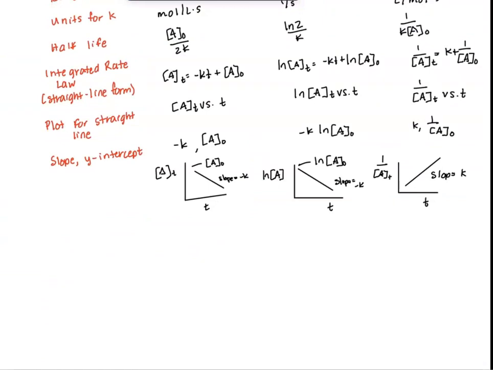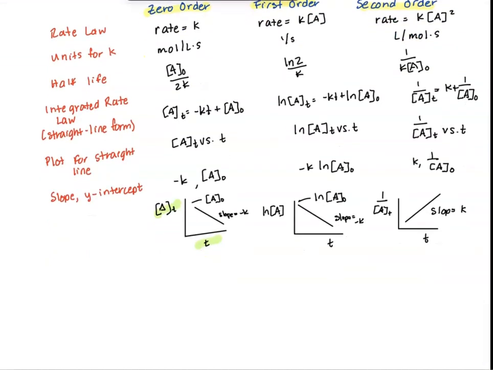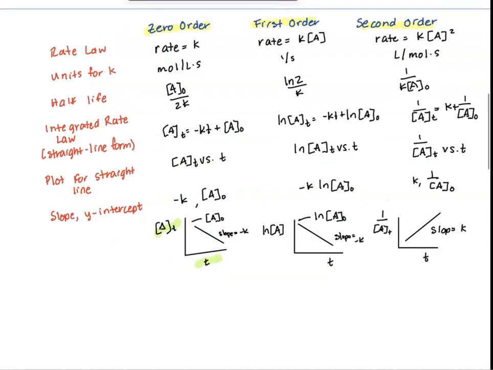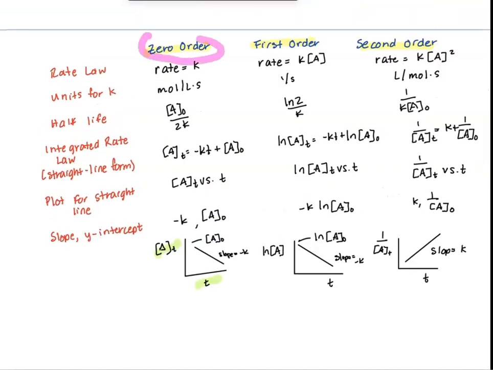If we look at our three graphs here, there are two ways I can figure this out. We have concentration versus time, and we have a linear relationship. We don't have that in the first order, and we do not have that in the second order, because in the first order we have a natural log over time, and in the second order it is 1 over concentration over time. So we can deduce from this that it will be zero order.